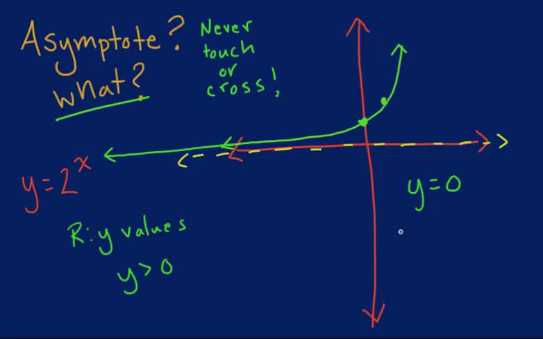Now I know that might be very confusing, and honestly what I tell my students all the time is don't even really worry about that. Just know that your asymptote is basically this imaginary line right here that the graph can never touch or cross. So that's the main thing you want to understand when we're dealing with asymptotes.